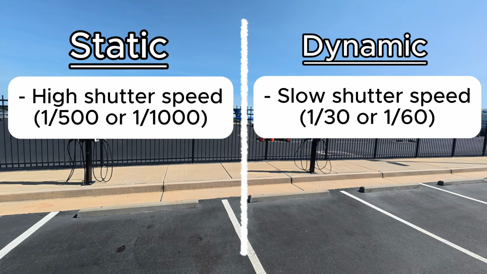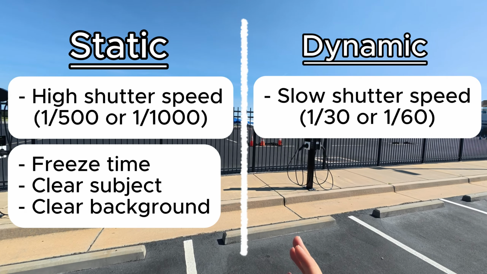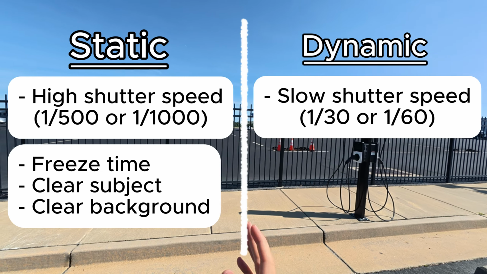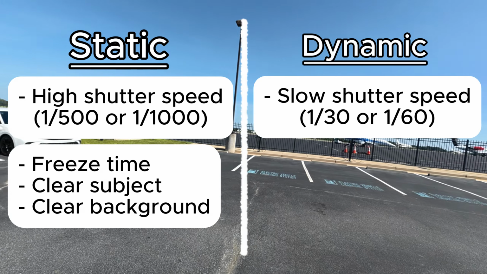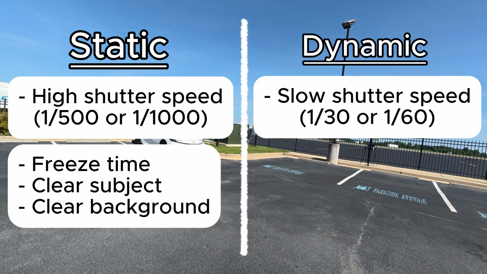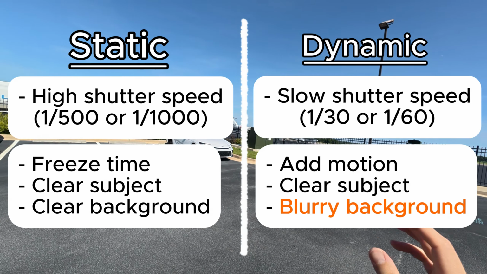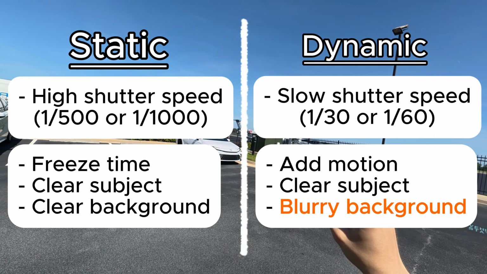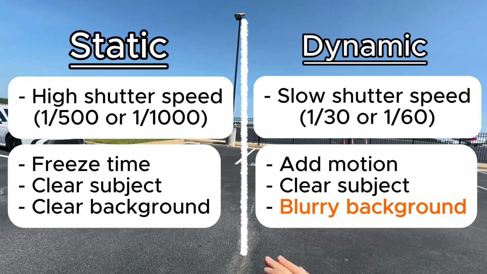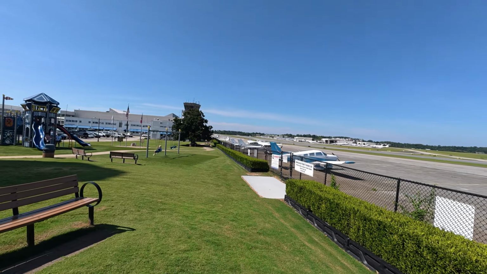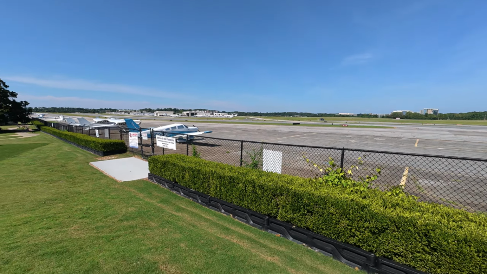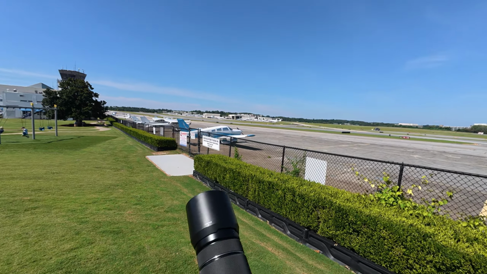The static shot will basically just freeze time, right? You'll get a very still shot of the airplane, still shot of the background. Whereas for a dynamic shot, we'll be introducing more motion into the image, trying to keep the airplane in focus while getting a lot of blur in the background. Alright, so first I'm going to try just getting a perfectly static shot using 1/1000th of a second shutter speed.